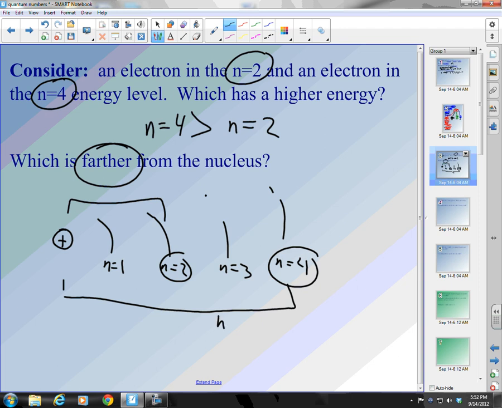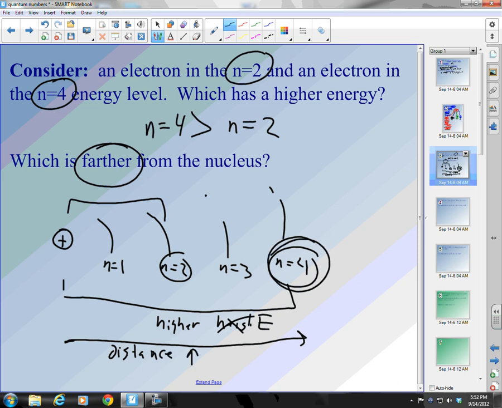This is the higher energy. And you'll notice as we increase our energy level, my distance from the nucleus increases, right? Distance increases. Good. So the electron at n equals 4 is farther from the nucleus than the electron at n equals 2. Great. Next.